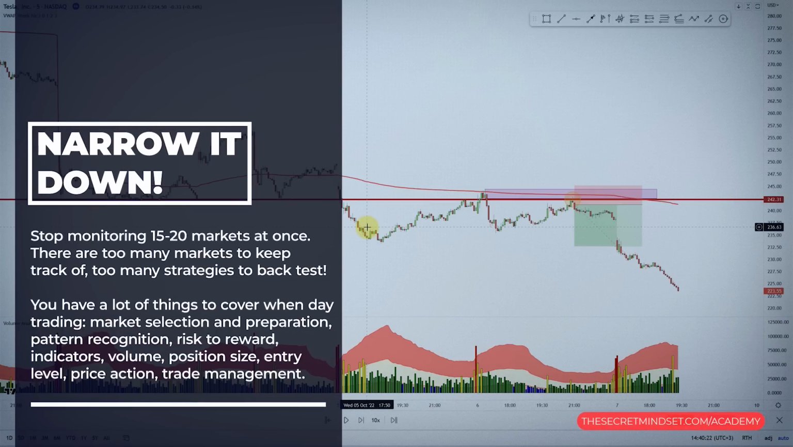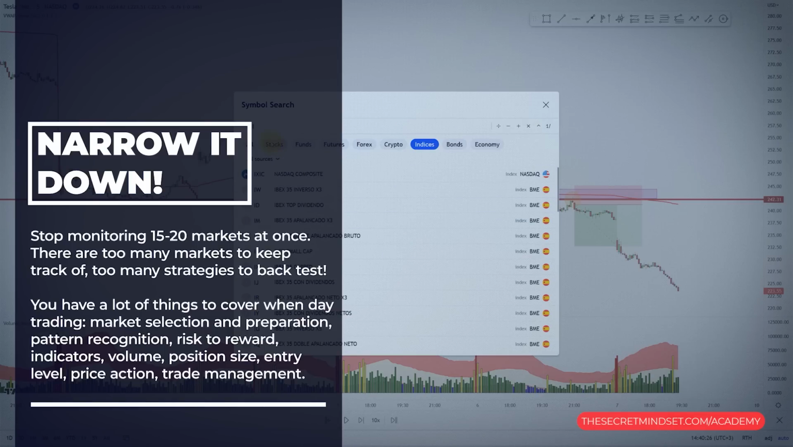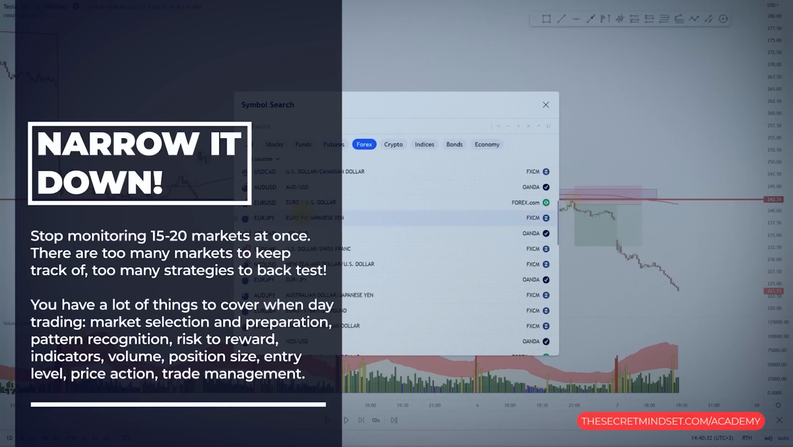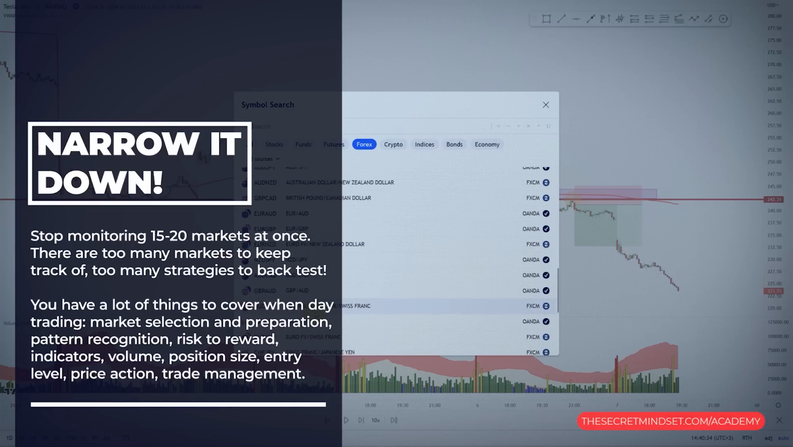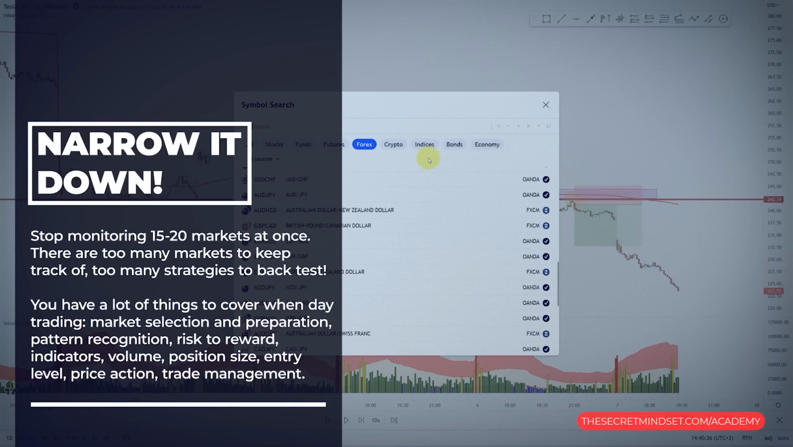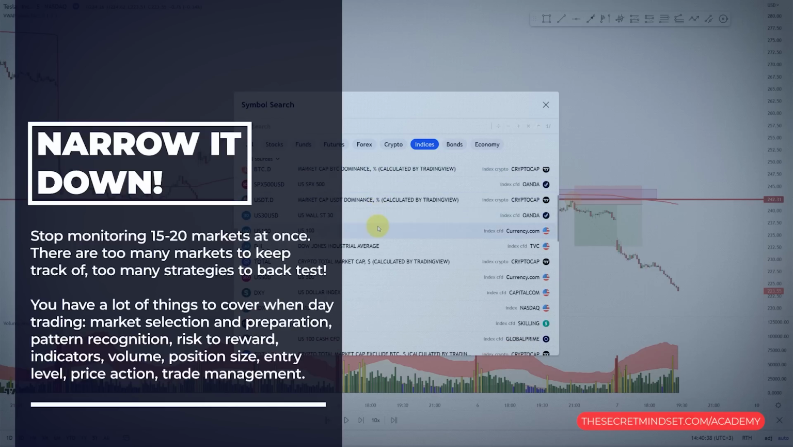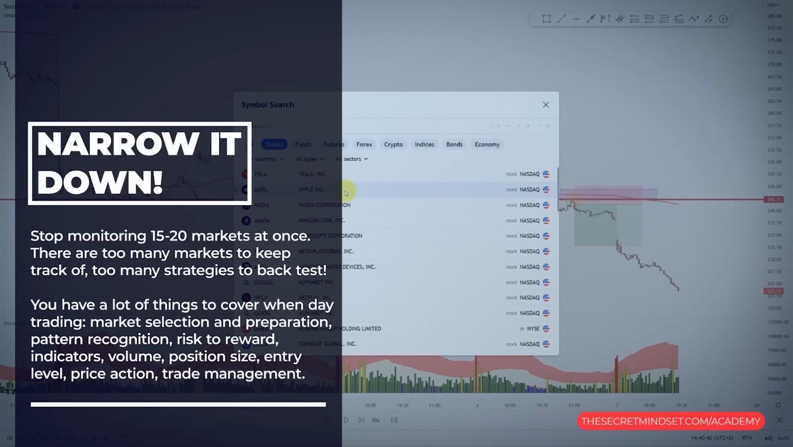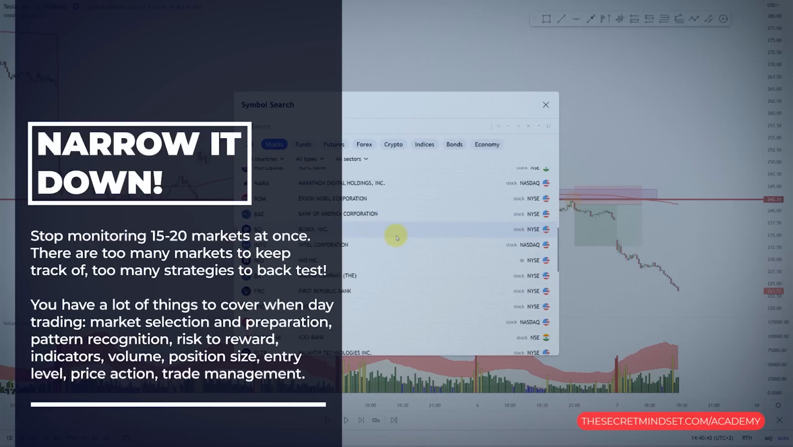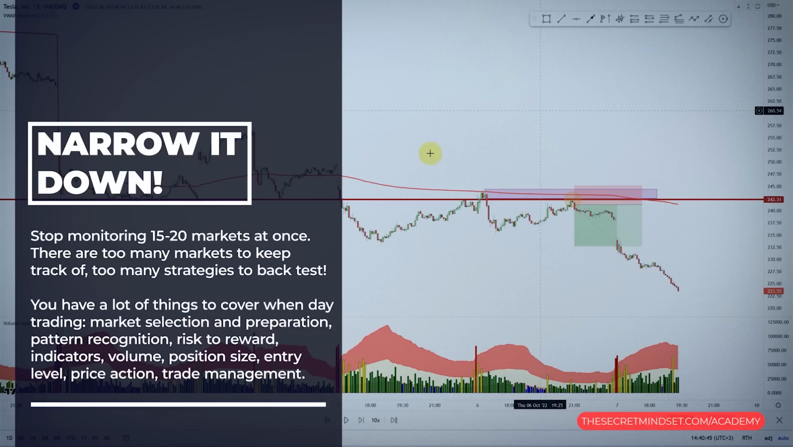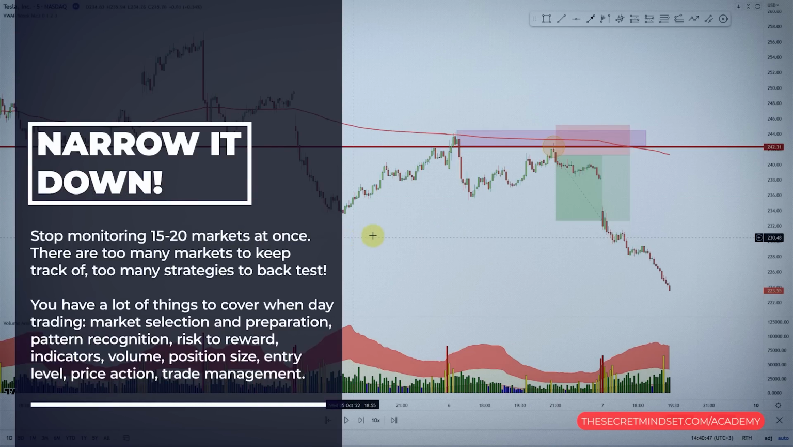When day trading, there are too many markets to keep track of, too many strategies to backtest, and you need to narrow it down. When I first started trading Forex, I used to have a template with over 20 currencies, and I tried to monitor all of them. You know the outcome: many missed trades, which resulted in many poor trades taken out of frustration or FOMO. So you need to narrow it down.